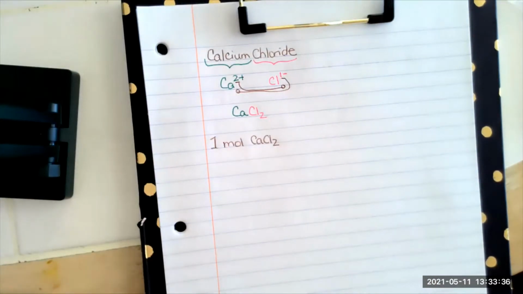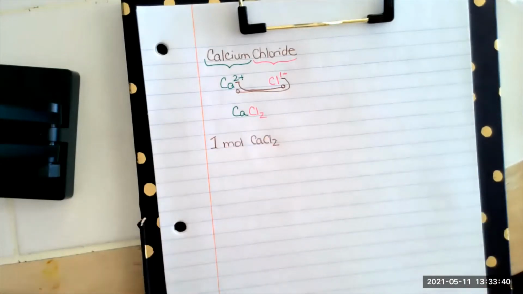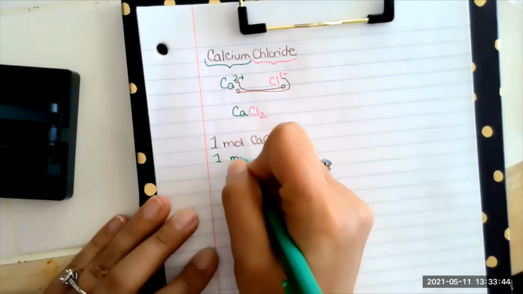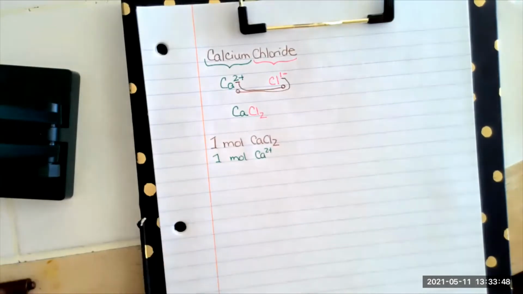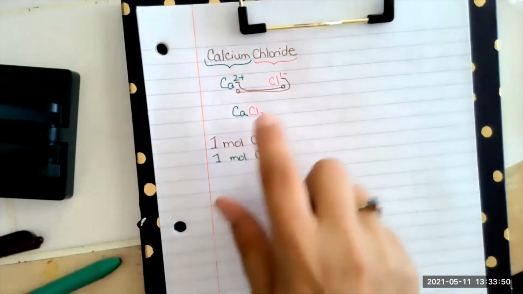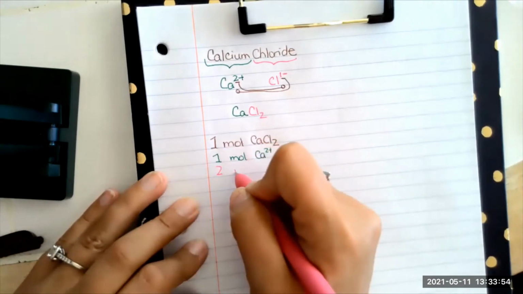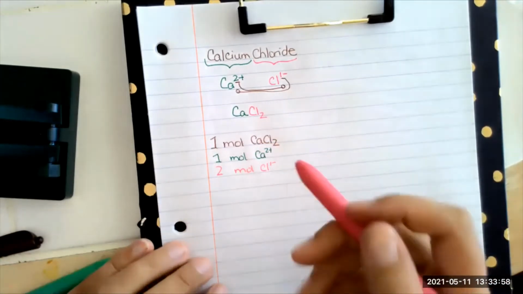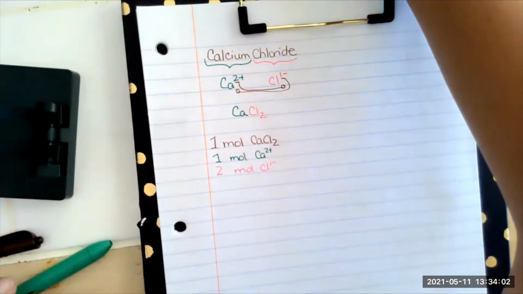So I have 1 mole of calcium. As I said before, you wrote it 1 time, no subscripts. That shows 1 mole. And don't forget to put your ions. So that's Ca2+. And then I have 2 moles of chloride. And from this information, I can make my mole ratios.